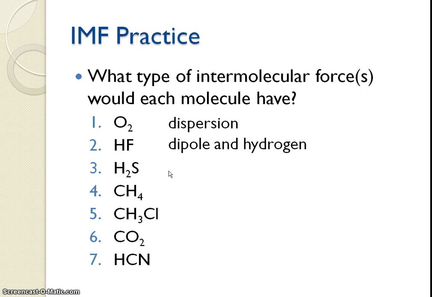For the next one, if you sketch out H2S, the sulfur has two sets of electrons on the middle atom, so there's 4 total dots on it, which makes it polar. So this one's definitely going to have dipole interaction. It cannot have hydrogen bonding because there is no nitrogen, oxygen, or fluorine, so it's just going to be dipole.